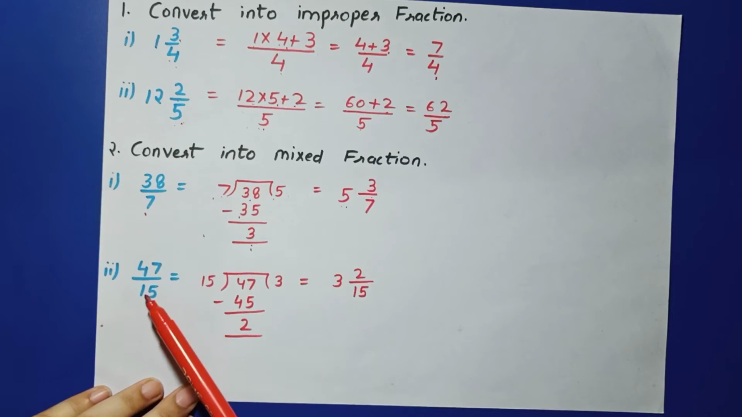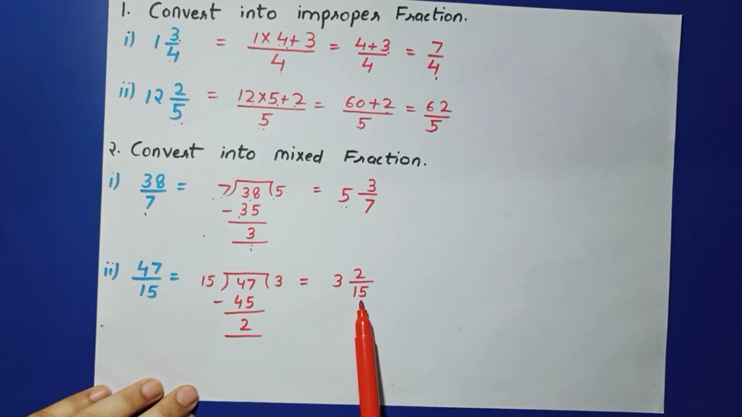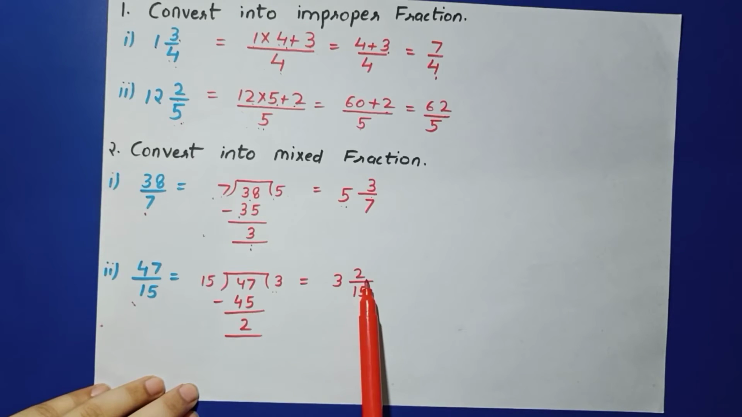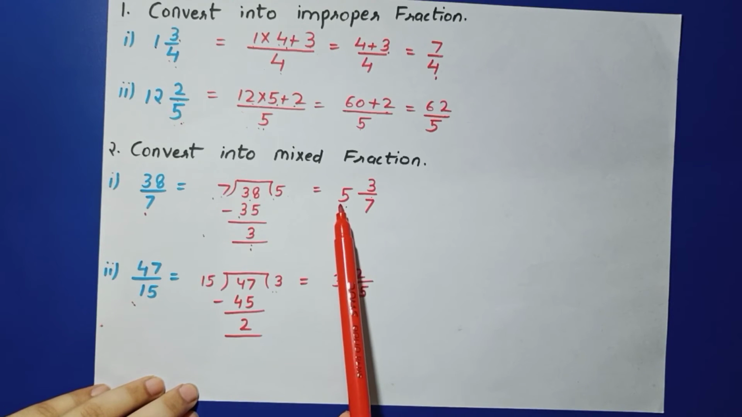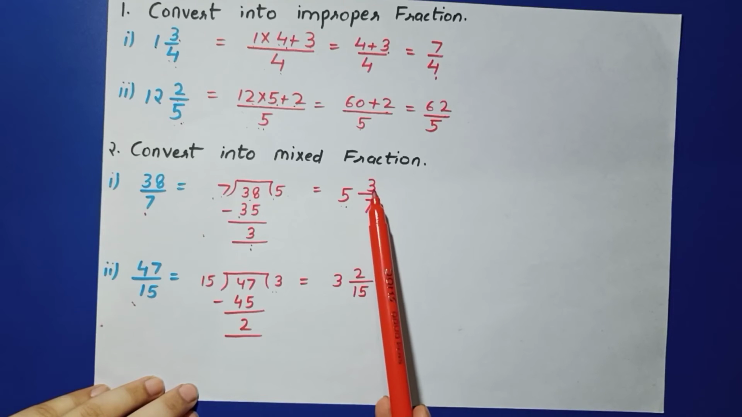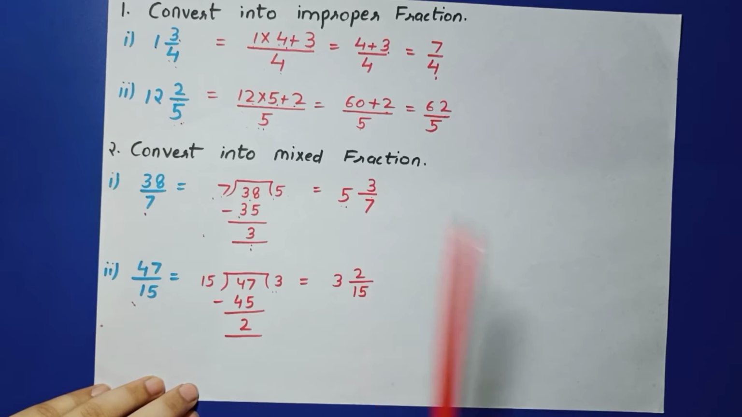Next example is 47 upon 15. 47 divided by 15. 15 3s are 45. Remainder is 2. The denominator remains the same, 15. The quotient is 3, written as a whole number, and the remainder goes to the numerator. Here also the quotient is the whole number and the remainder is the numerator.